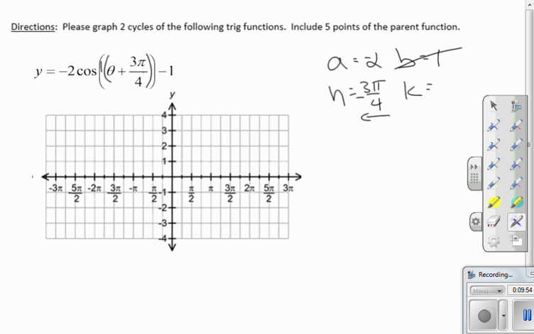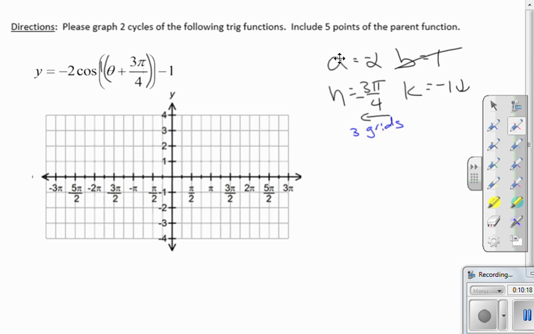Okay? And then I'll have to notice, again, on this scale, if pi quarters is one grid, 3 pi quarters is in fact going to be 3 grids to my left, and my k value is -1, which is a shift down of 1. All right, so how does this work? Same as it always does.